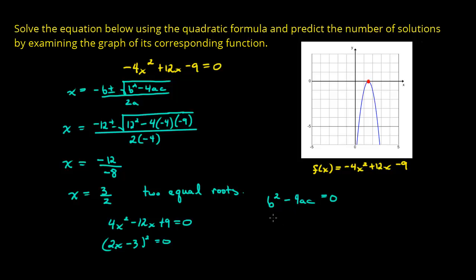In the next video, we'll look at how to use what's called the discriminant. This value b squared minus 4ac is called the discriminant. And we'll look at how to use that value to predict the number of solutions without graphing or solving using the quadratic formula at all.